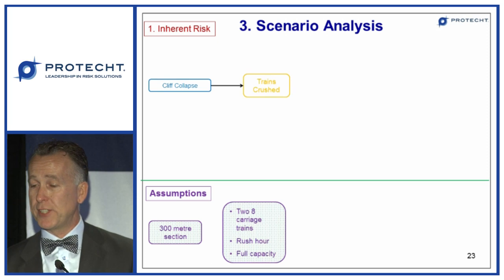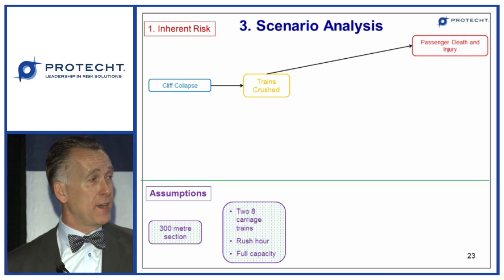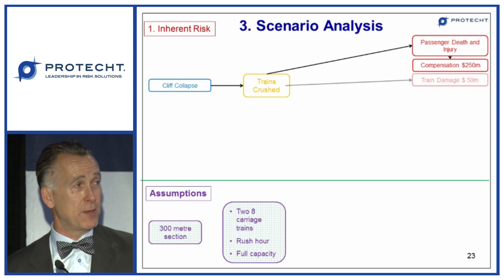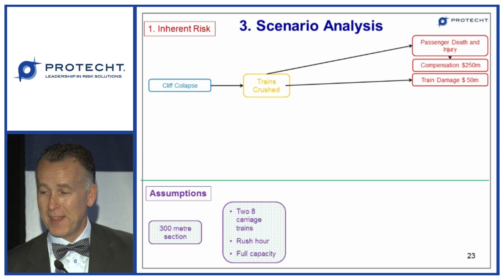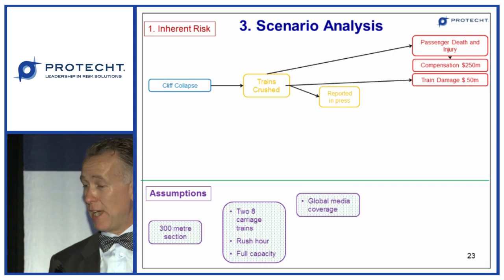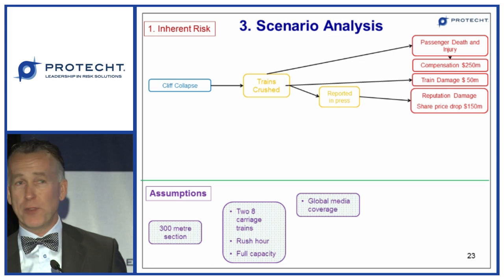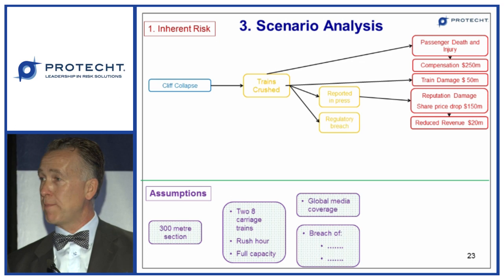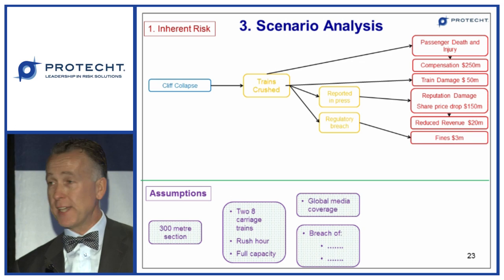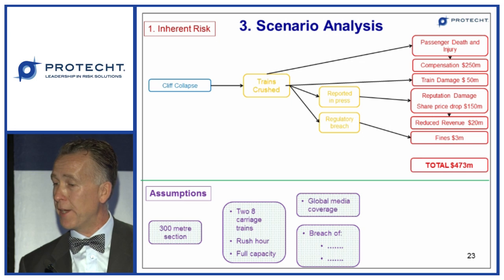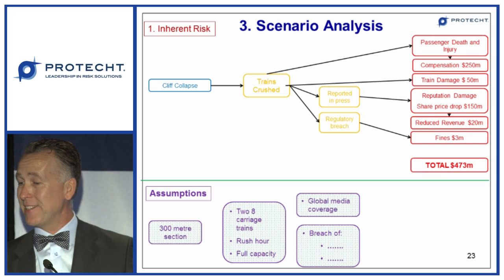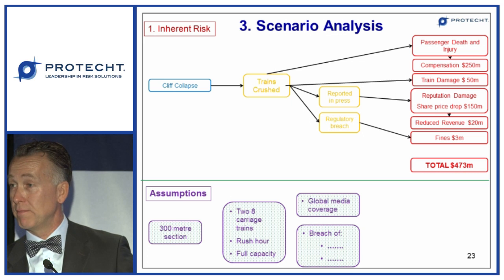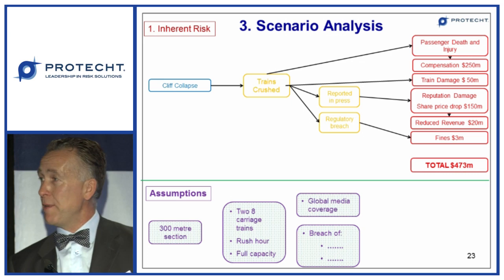Example, we might have a situation where we get not a rock fall, but a cliff collapse across 300 metres of line. This is worst case, by the way. You can still get on a train. That then creates trains that are crushed. And as you can see below, we've put the assumptions, two 8-car trains. It's in rush hour and they're at full capacity. So now we are putting the assumptions that create the scenario. That then leads to passenger death and injury. Compensation, $250 million. Obviously an estimate. Train damage, $50 million.